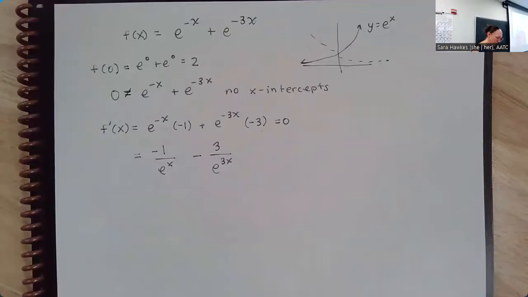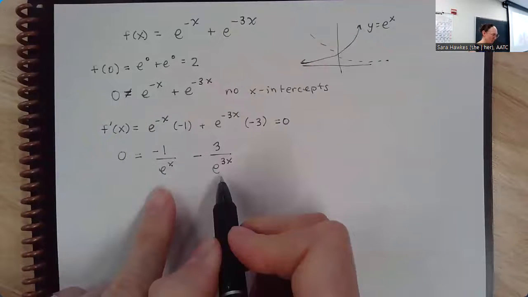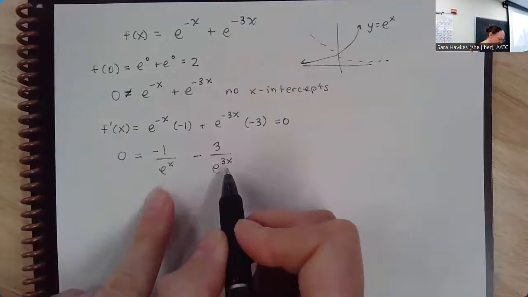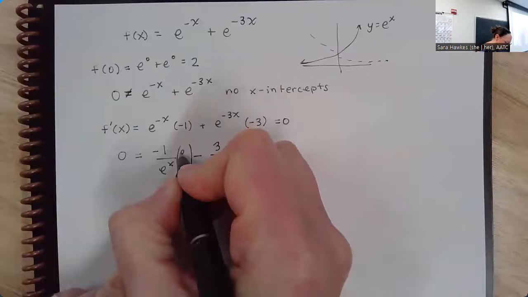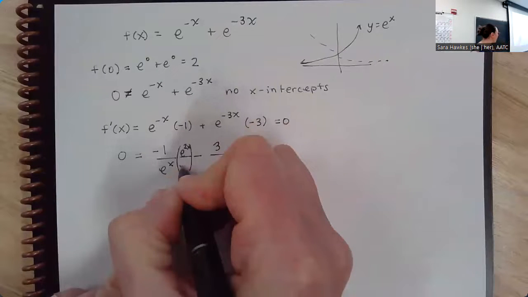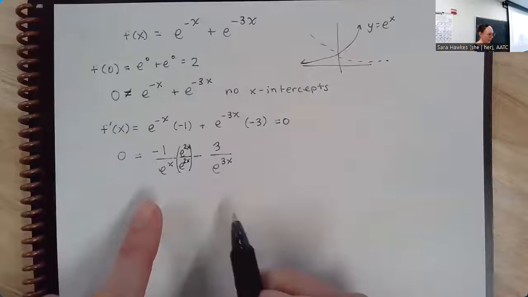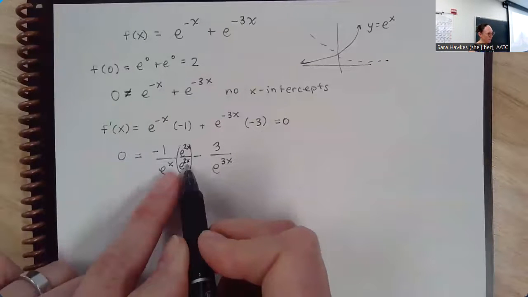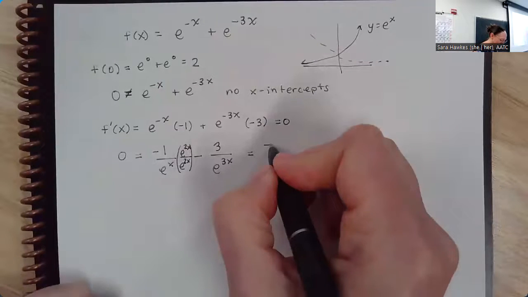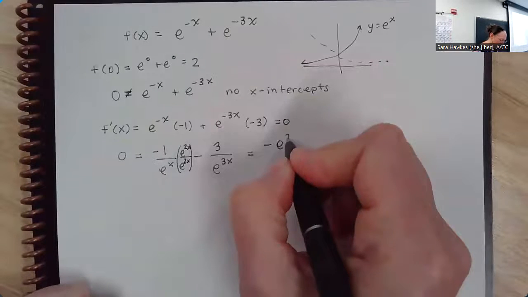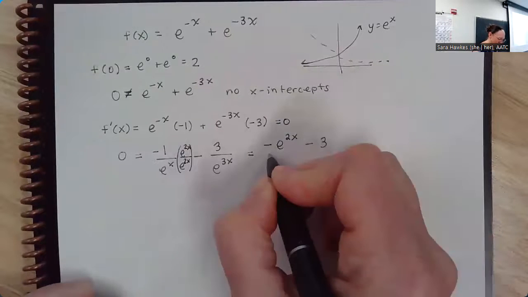If I'm going to set that equal to 0, I really need to get a common denominator there. And this is the part where our exponential rules are coming into play. So my common denominator is e to the 3x. But to get to e to the 3x, I'm going to multiply by e to the 2x over e to the 2x, because when I multiply those two together, I would add the exponents. So now I've got negative e to the 2x minus 3, all over e to the 3x.